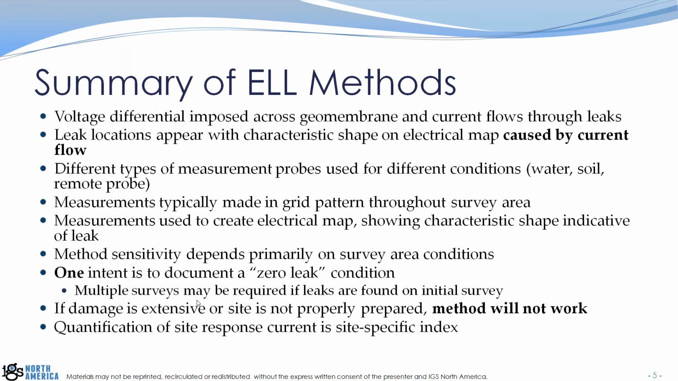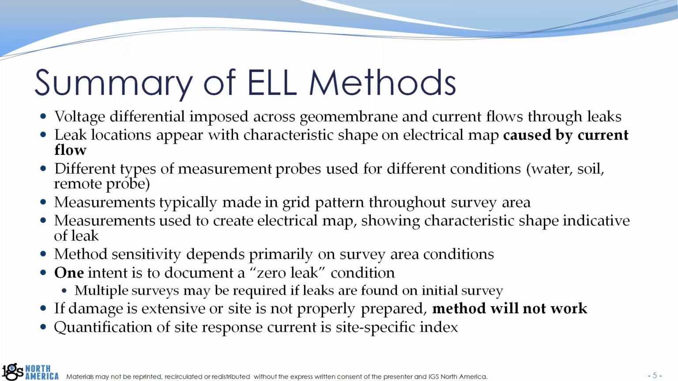Method sensitivity depends primarily on survey area conditions. One intent of the standard is to document the zero leak, and it does say that multiple surveys may be required if leaks are found on the initial survey. Electricity flows the path of least resistance. Sometimes if you have large holes in a facility, it'll go there and nowhere else. So it recognizes the fact that you may have to do a second survey if you want to document a zero leak condition.